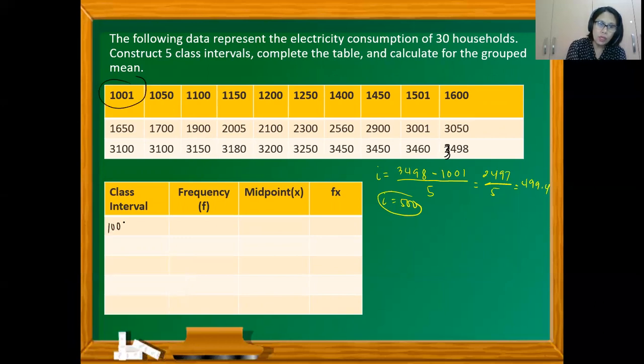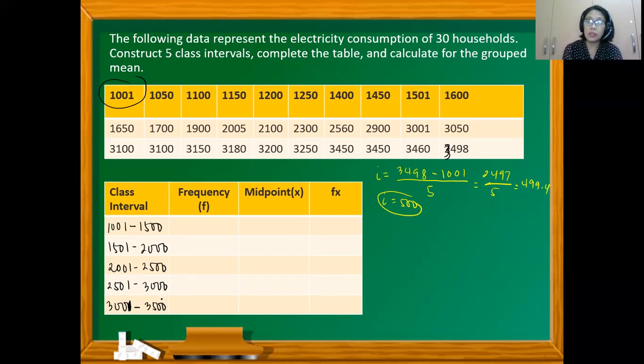So 1001 and then plus 500 minus 1. So this is 1001 plus 499, which is 1500, plus 1. So this is 1501 plus 499. So this is 2000. And then plus 1. So this is 2001 plus 499. So this is 2500. And then plus 1. So this is 2501 plus 499. So this is 3000 plus 1. This is 3001 plus 499. So this is 3,500.